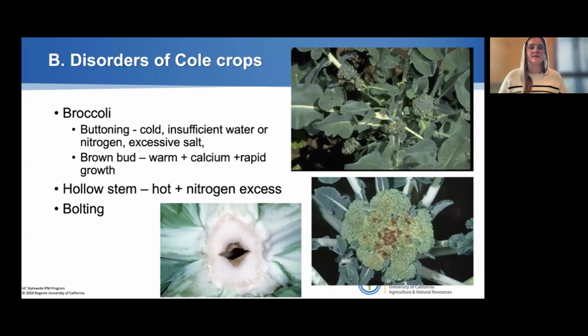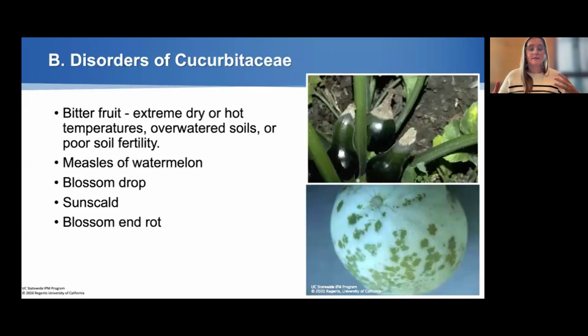And then lastly, bolting. A lot of the cold season crops are easier to trigger bolting if it's too warm for them. And the bolting is just sending the plants into flower production before they're ready and before they're vegetatively grown out enough that they'll have a good yield. Next, we have specific disorders to cucurbits. So blossom end rot does happen on cucurbits, of course, sun scald, blossom drop.